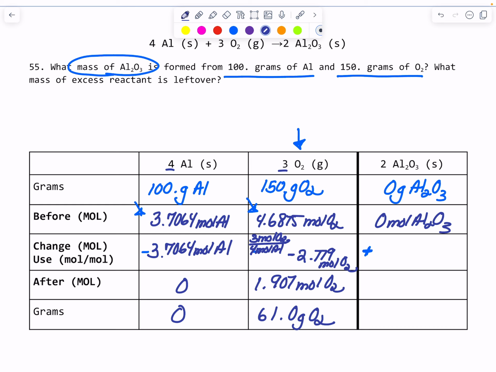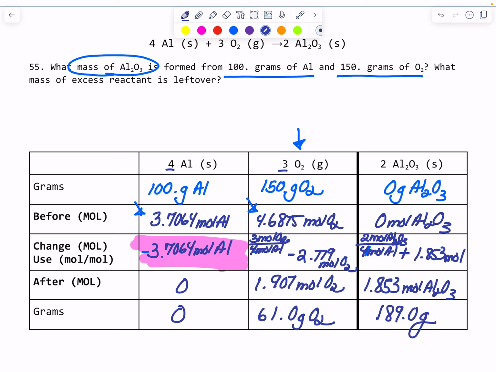And how I find how many grams of aluminum oxide I made was by using, again, the coefficients from the balanced chemical equation. 2 moles of aluminum oxide would require 4 moles of aluminum, so I would go up by 1.853 moles of aluminum oxide. Since I started out with none, I would make 1.853 moles of aluminum oxide, and converting that back to grams, I would get 189.0 grams.